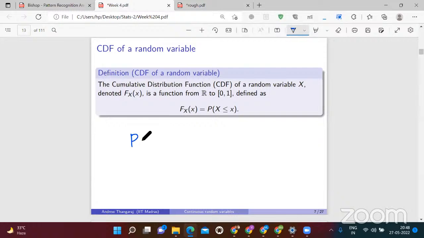So you are having confusion between PDF and CDF. Yes, PMF and CDF are okay, but PDF and CDF are a bit confusing. The PDF is generally used for the continuous random variable, and CDF can be used for both, right? So how do we generally define the CDF?